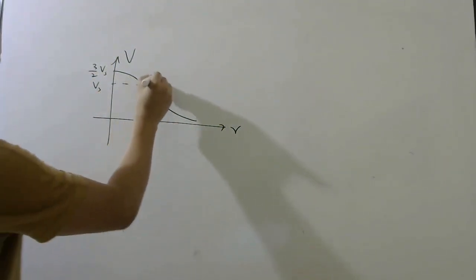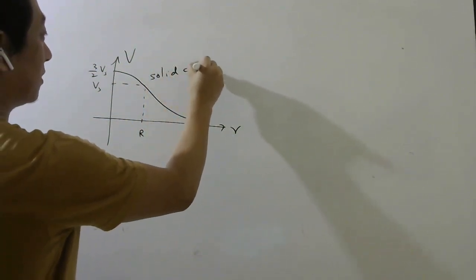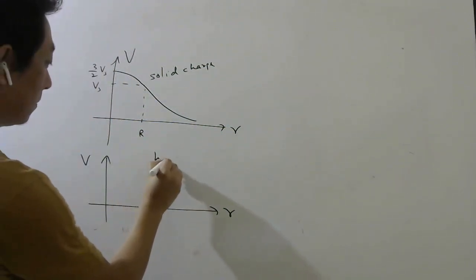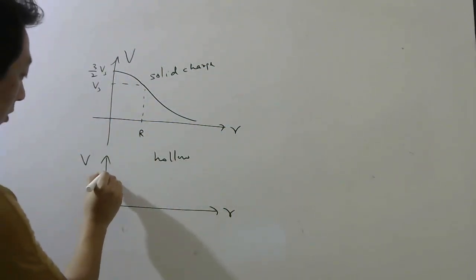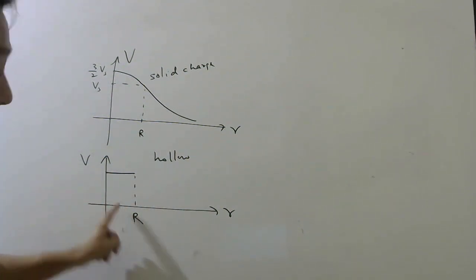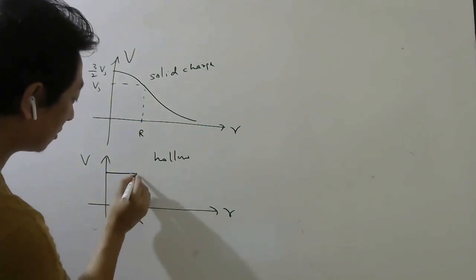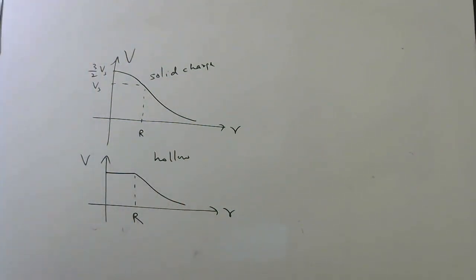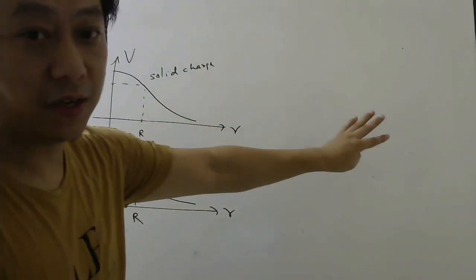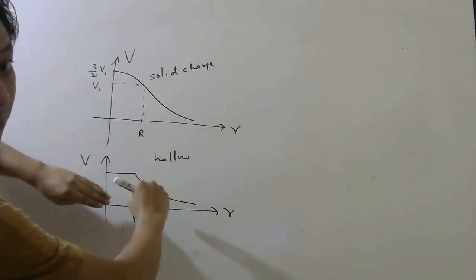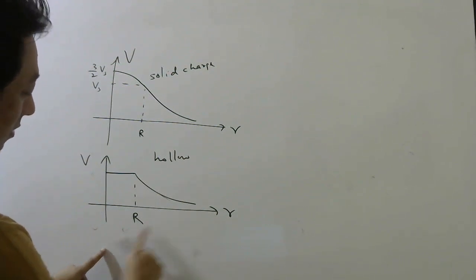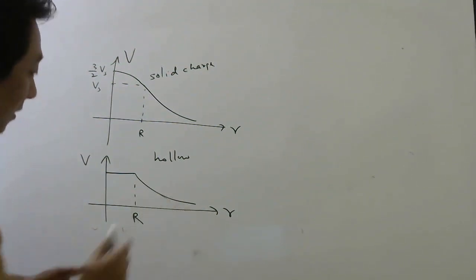This is for solid charge. For hollow, if I ask, then it will be constant till you reach the radius, because inside potential will be same as on the surface. Then as you go outside, it decreases as 1 by r, right? Same thing you can do for gravitation, except you may have to plot it down because it is negative. So it will come like this, and this will be constant here like this. Okay, so that part you try yourself.